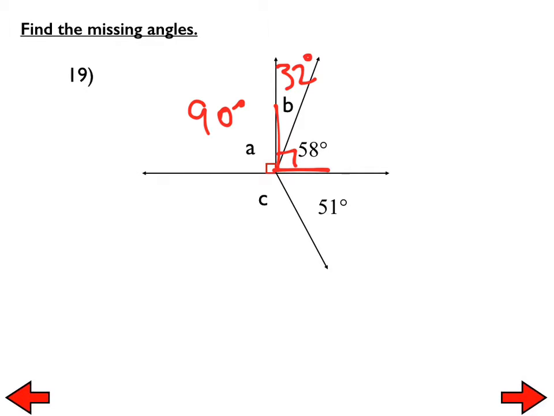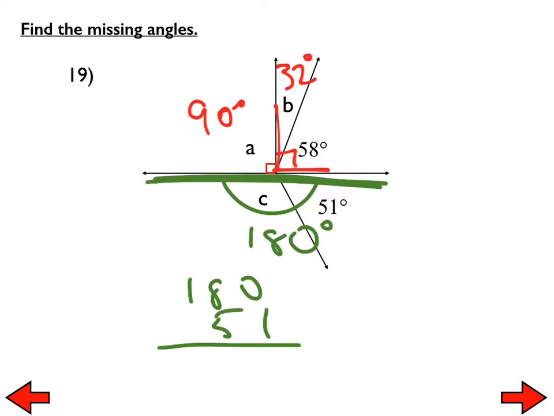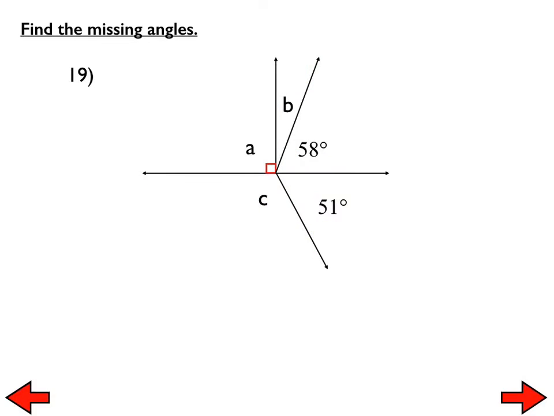There is one more angle we need to fill out. Any idea how to find that one? Gustavo. This is how I do it. So I say, if the line was in the middle, I subtract 90 from 51. No. This one? Yes. So the 180 minus 51 makes 129. Very good.